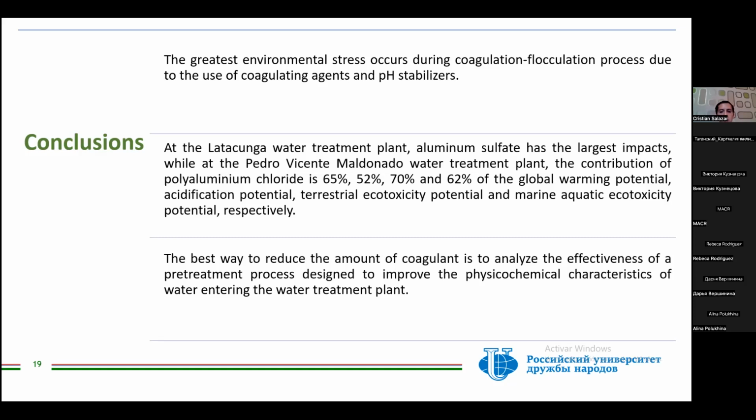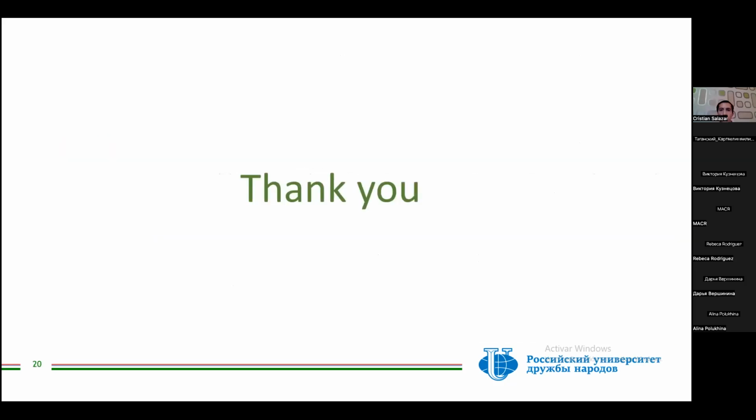And the best way to reduce the amount of coagulant is to analyze the effectiveness of a pretreatment process designed to improve the physicochemical characteristics of water entering the water treatment plant. And that's all. Thank you for your attention.